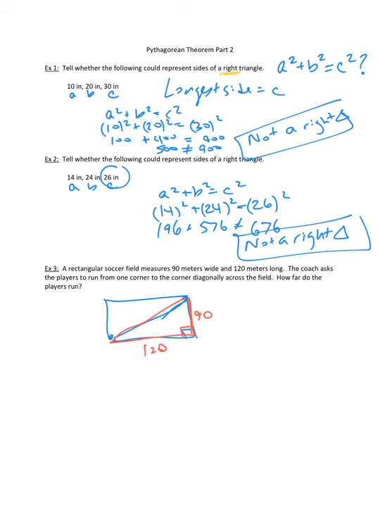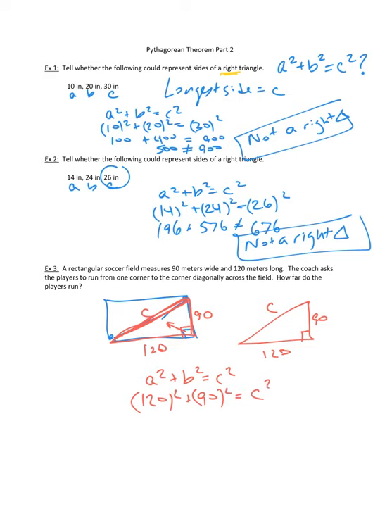And we want to know how far the players run diagonally across the field. We're looking for the hypotenuse of the right triangle, c. So it's like we're doing this: 90, 120, and we're looking for c. We're going to use a squared plus b squared equals c squared, because it is a right triangle, and we're going to square 120 and square 90, and we're looking for the hypotenuse, so c is our variable.